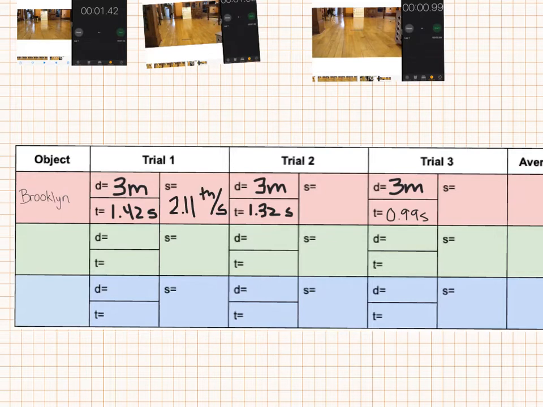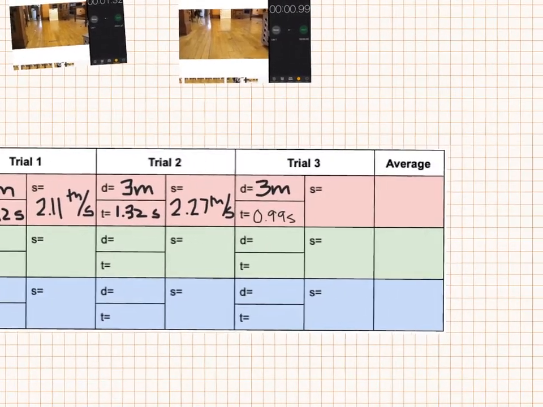Okay. Now I'll do the same thing for trial number 2. 3 meters divided by 1.32 seconds gives me 2.27 meters per second. Again with the sad M. If I were to have something like feet per minute, my label would then be feet per minute. So whatever you're measuring in, that label ends up staying the same as what it was before.